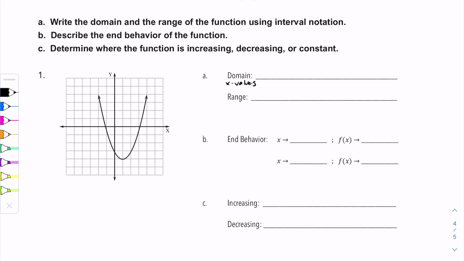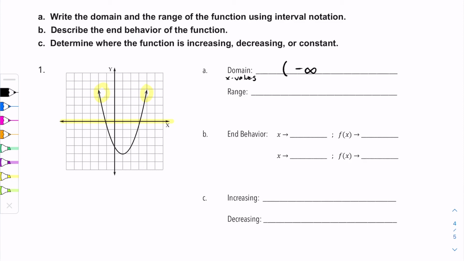So I'm looking how far left or how far right does this graph go? It doesn't appear that this graph ever stops. It looks like it continues to get wider and wider forever. The domain is negative to positive infinity. The range, however, looks like the graph starts right here. That would be at -4 on the y-axis, and then it heads up forever. And the range is y values. So I would write this with a square bracket because it's a solid line in the coordinate plane at -4, and it heads towards positive infinity.